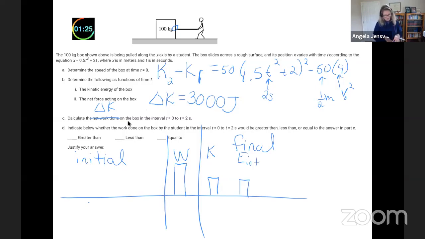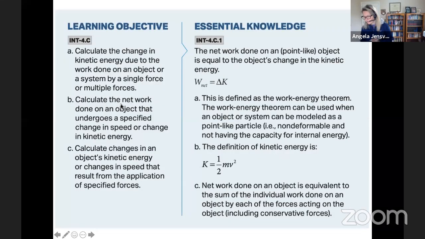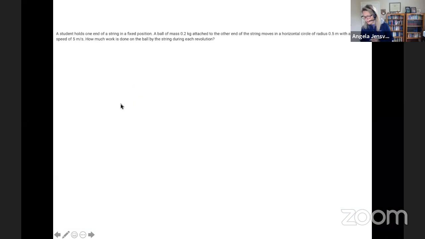I feel like when you write out the bar chart, now we can answer D very easily. The work done on the box, if we color it in, is more than the change in kinetic energy. It started off with 0, so the change in kinetic energy is just the amount that it had in the end. So the answer is greater than, okay? Okay, try this one. This one should be easy.